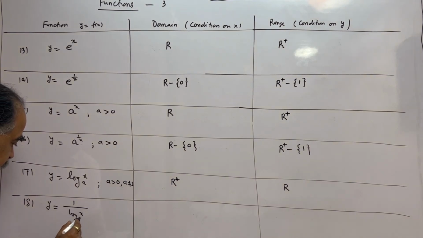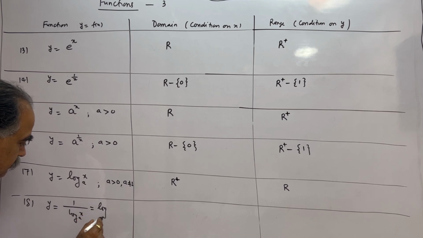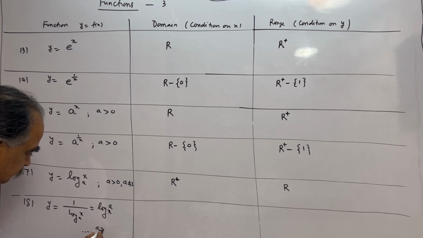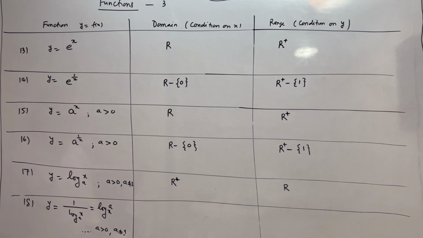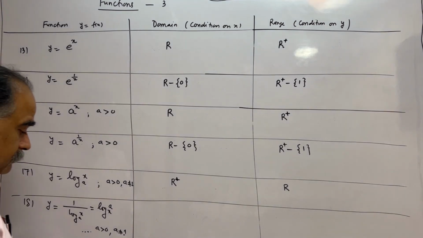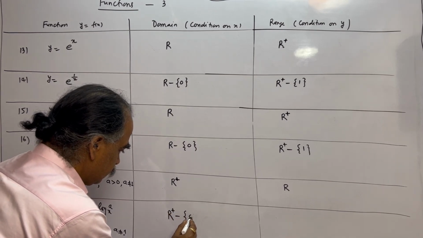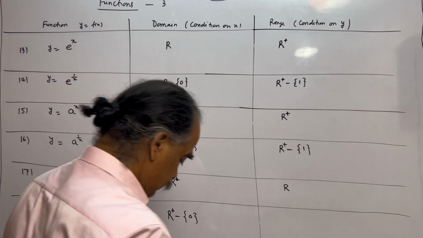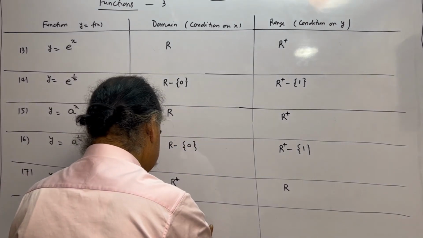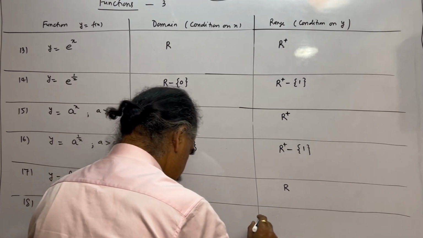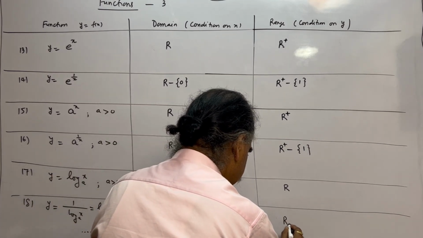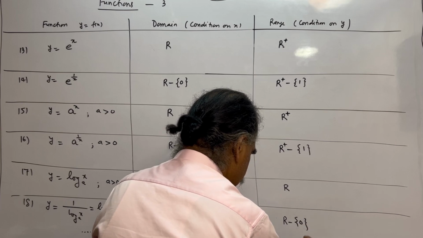Y is equal to 1 upon log x to the base a, which is also same as log a to the base x. So a is positive and a should not be 1. Domain: positive real number minus singleton 0, singleton 1. Range: R minus singleton 0.